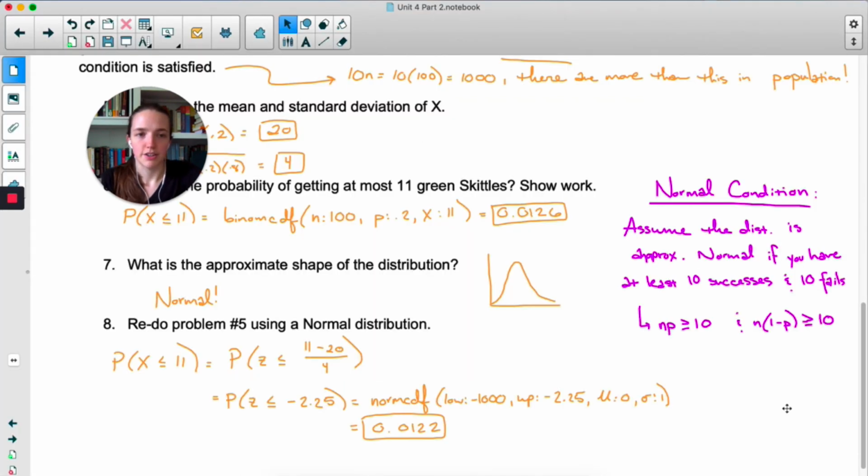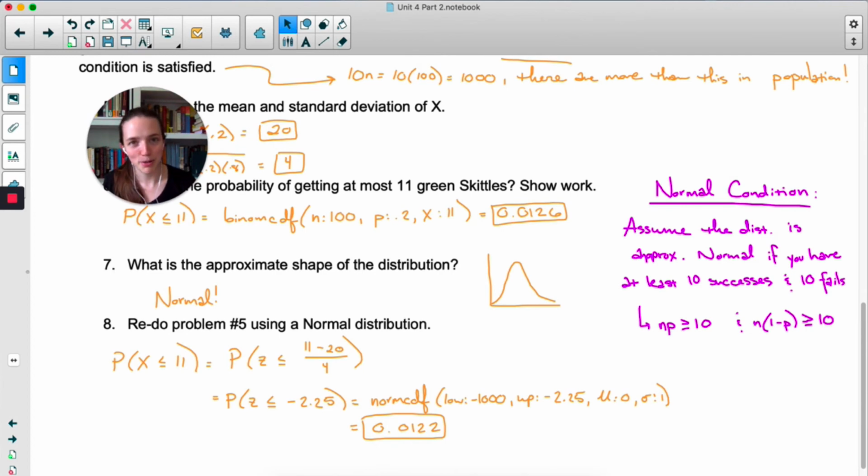Now this is all summarized in something we're going to call either the normal condition or the large counts condition. We are allowed to assume the distribution is normal if we have at least 10 successes and at least 10 failures. To calculate the number of successes, we take n times p, number in the trial times the probability. If that's greater than 10, and the number of failures is greater than 10, which is n times 1 minus p, we can safely assume that the distribution is approximately normal.